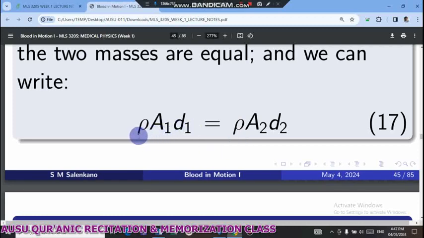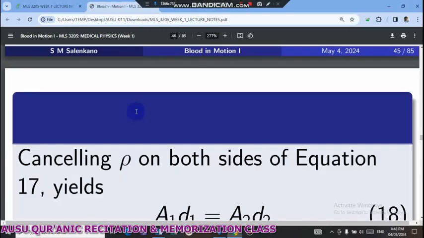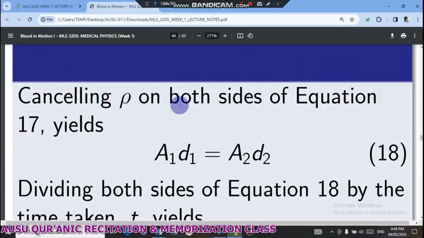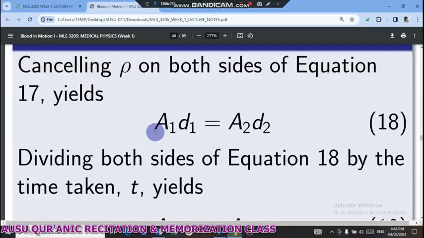Why did I not put rho 1, rho 2 here? Because I have the same liquid. If it is water that flows through region 1, it's the same water that flows through region 2. And we know that if the liquid is the same, the density will not change. So this is why we do not put rho 1, rho 2, so that the two can cancel. They are identical. We now say cancelling rho on both sides of equation 17 yields a1 d1 equals a2 d2, because rho has been cancelled.